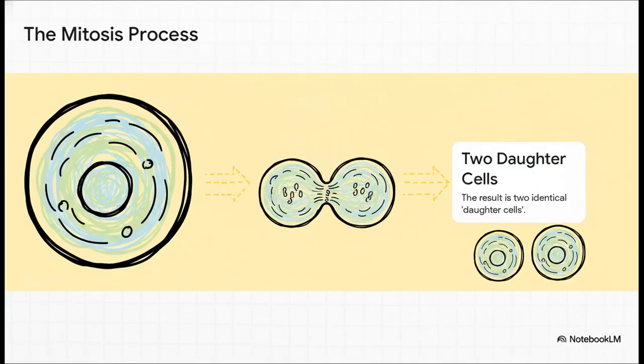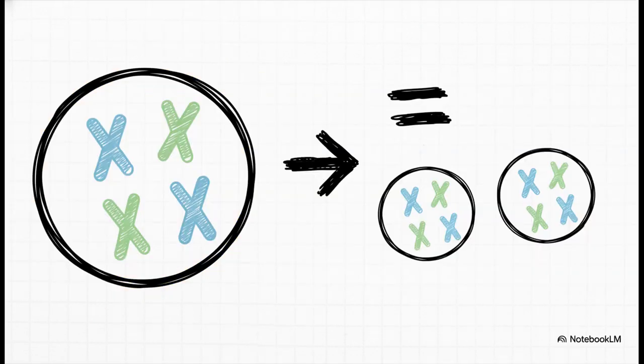The process is actually quite straightforward. It begins with a single cell, which we call the mother cell. This mother cell divides just one time. And what is the result? It produces two new daughter cells that are completely identical. And here is the most crucial point to remember about mitosis, students. The two new daughter cells are not just identical to each other, they also have the exact same number of chromosomes as the original mother cell. They are perfect genetic copies.